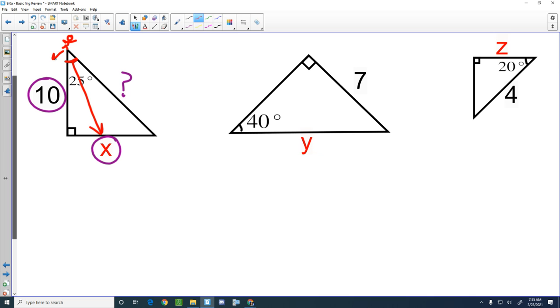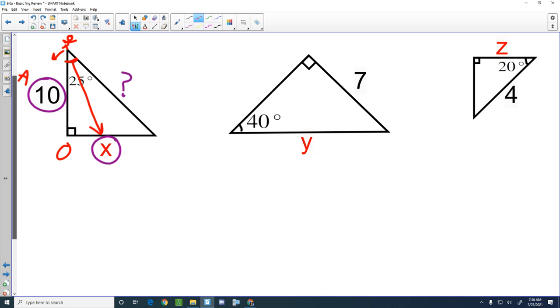The 10's actually right next to me. A fancy math word for right next to is the word adjacent. Things that are adjacent are right next to each other. So the 10 is the adjacent leg, and then the x is the opposite leg. So I've got an opposite and I've got an adjacent.